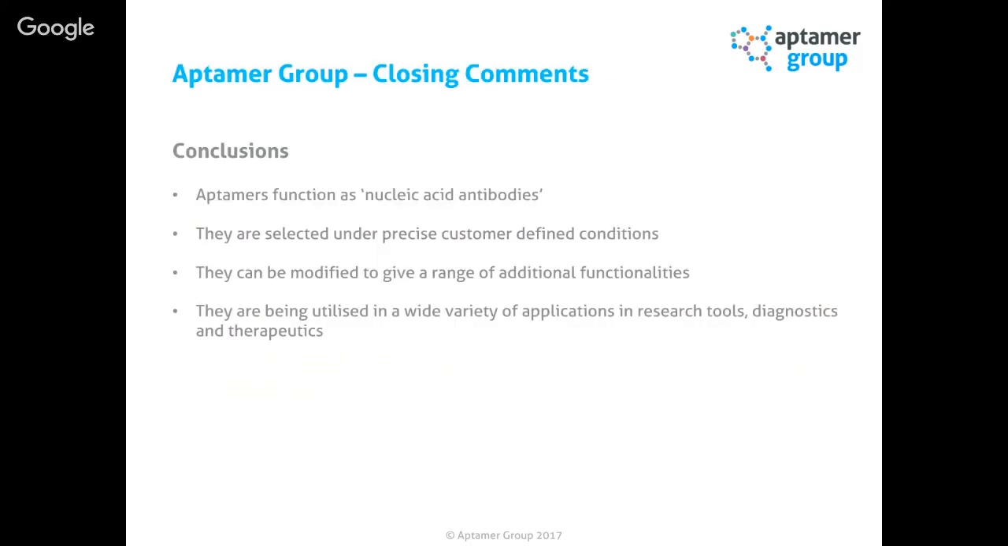So, just in summary, an aptamer, in its simplest way of thinking, is a nucleic acid equivalent of an antibody, but they're selected entirely in vitro under customer-defined conditions, starting with the end goal in mind. They can then be modified to give them a range of functionalities depending on your end assay, and you can use them in virtually any application. Wherever you can use an antibody, or wherever you would like to use an antibody, you can use an aptamer.